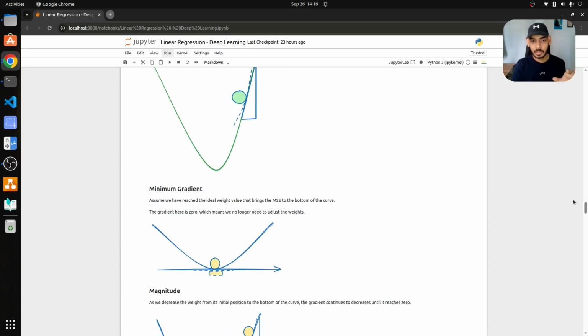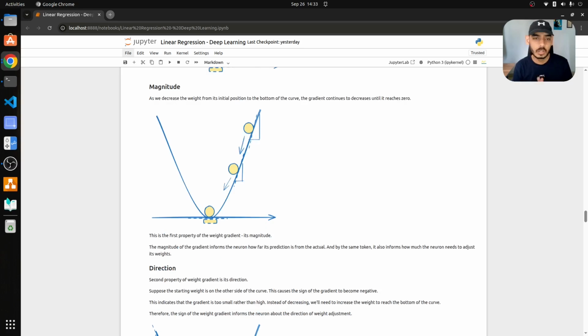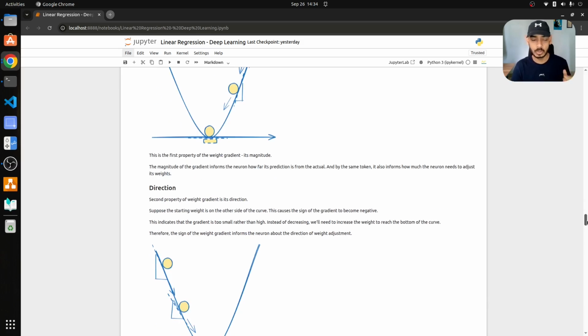Now the ideal scenario is where the gradient is equal to 0, which brings the MSE to the bottom of the curve. Now there are two properties of a gradient. First is magnitude, which will tell you by how much, or how far, the predicted value is from the actual value. It will also tell us by how much you have to update your gradient or the weight. The second property is the direction, from which direction you have to move down towards the optimal value.